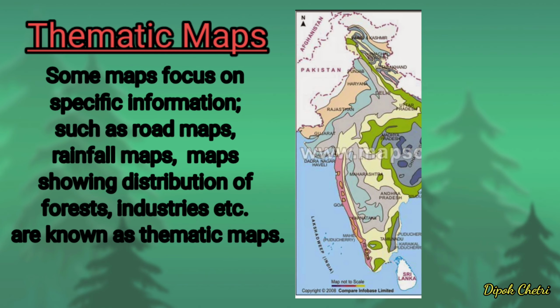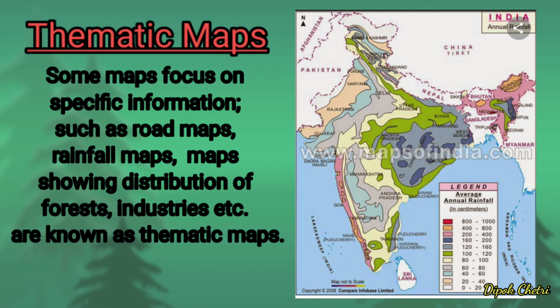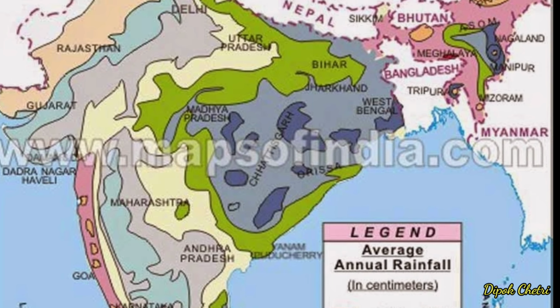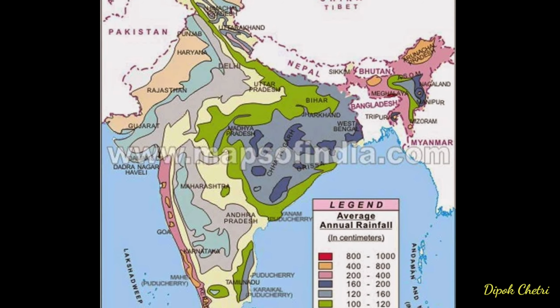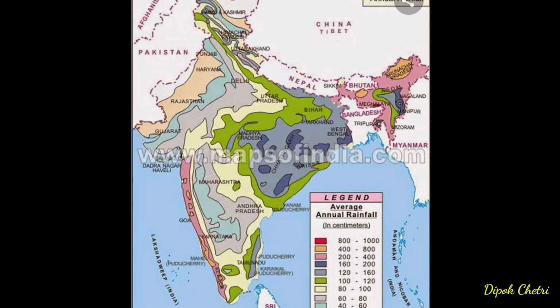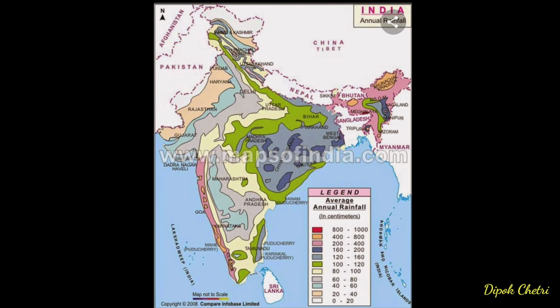Thematic maps. The maps which focus on specific information, such as road maps, rainfall maps, maps showing distribution of forests, industries etc. are known as thematic maps. The map shown on the screen is a thematic map of India.